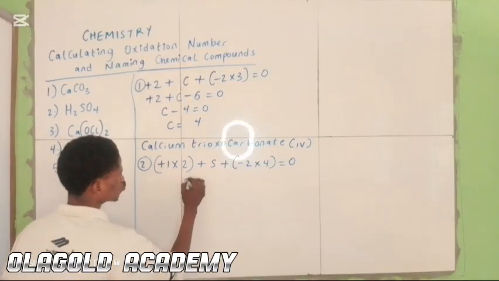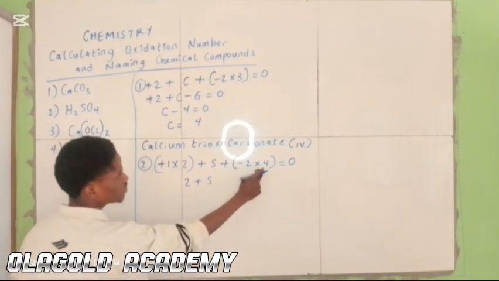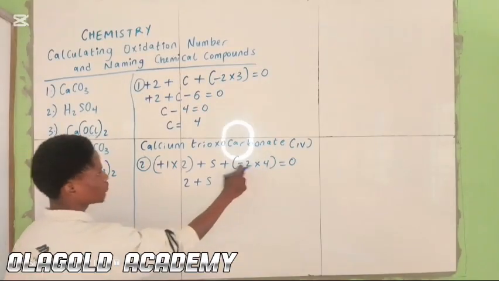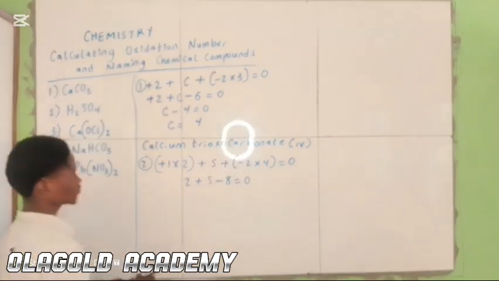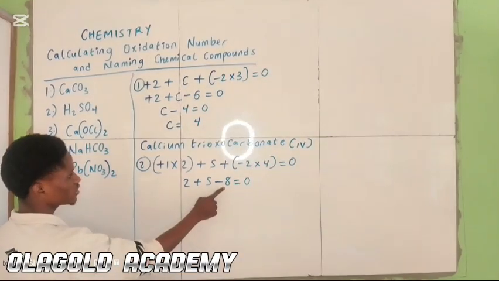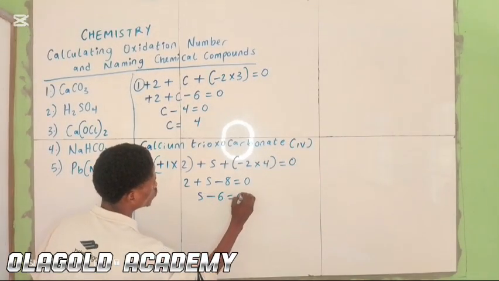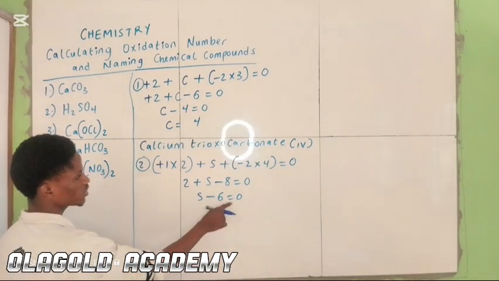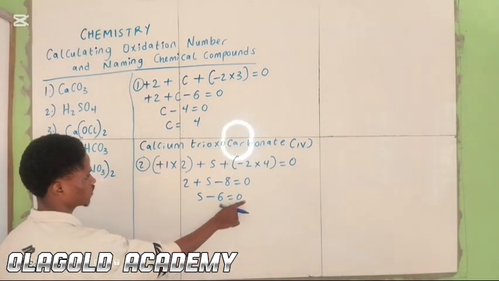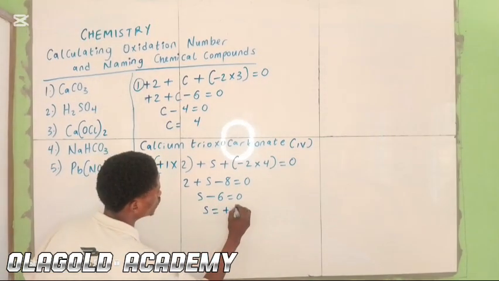+1 times 2 give me 2, plus sulfur, -2 times 4 give me -8. 2 minus 8 give me -6. So I have sulfur -6 equal to 0. Collect like terms, this -6 crosses the equal to sign to become positive over this side. So I have sulfur equal to +6.